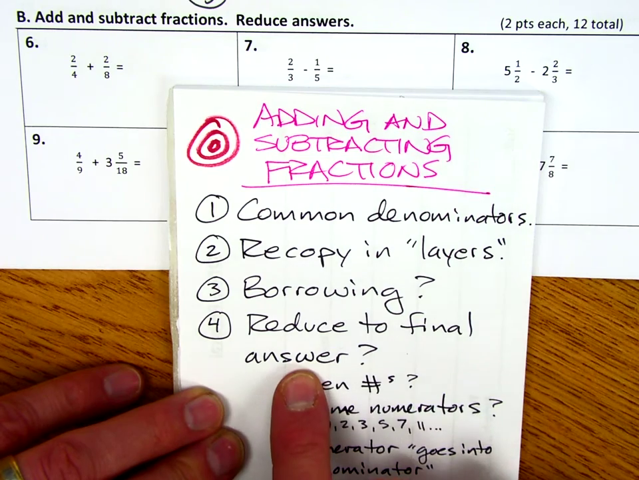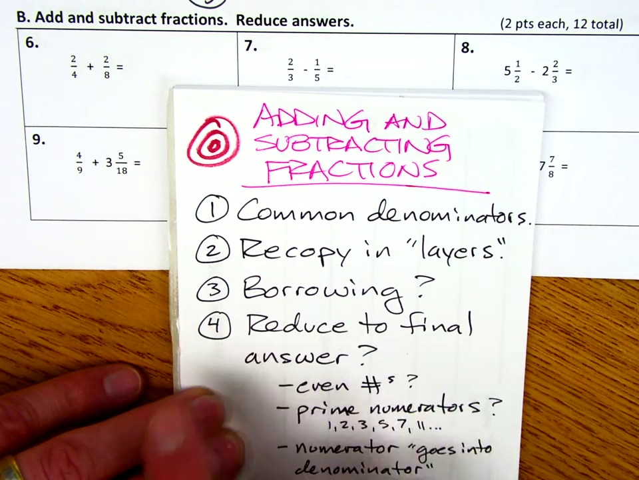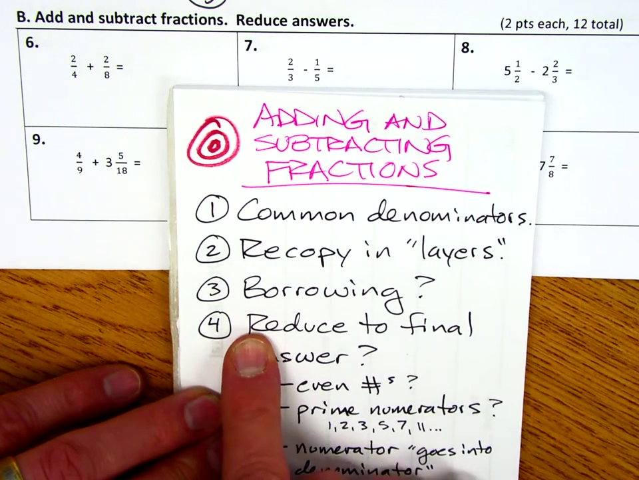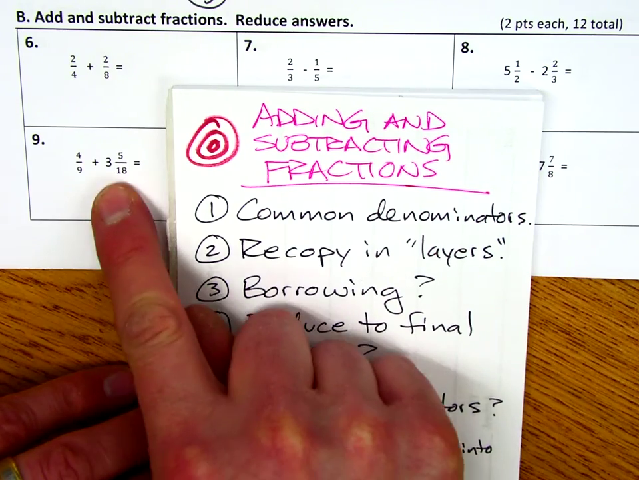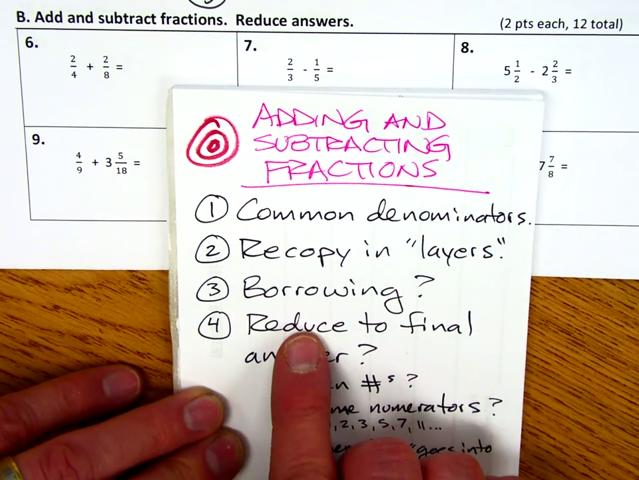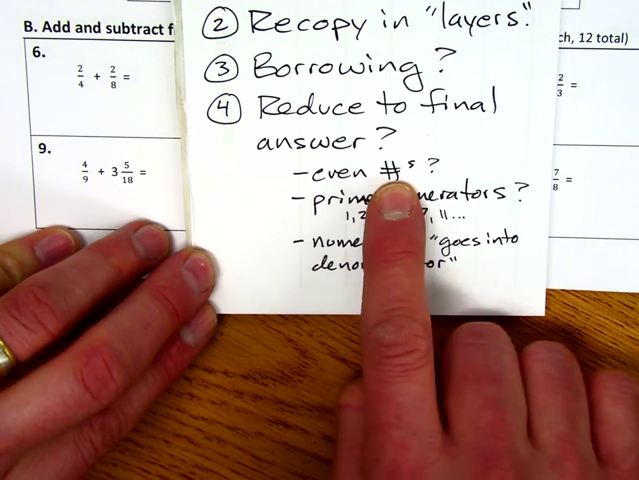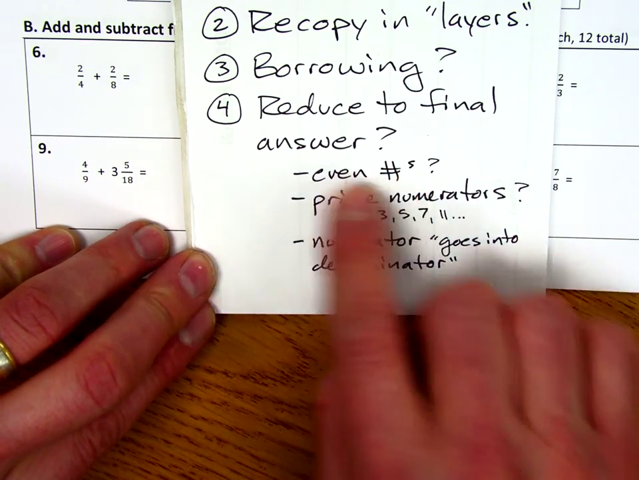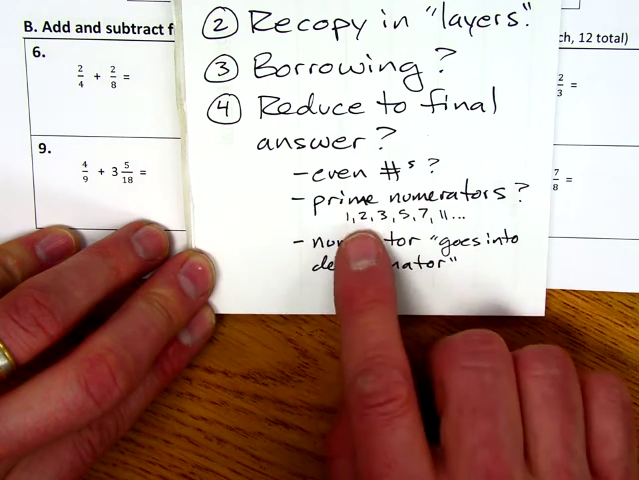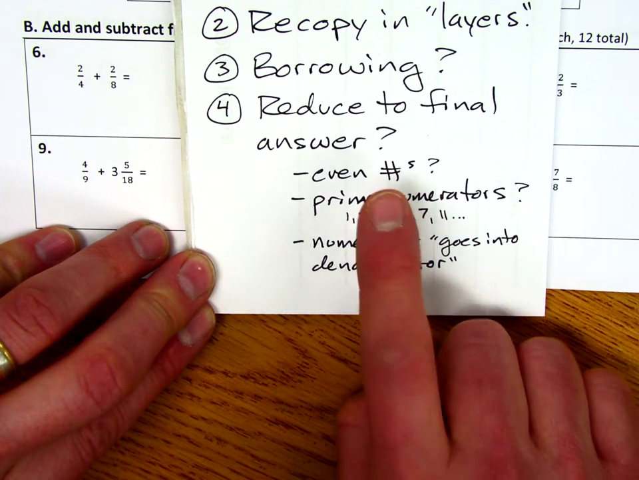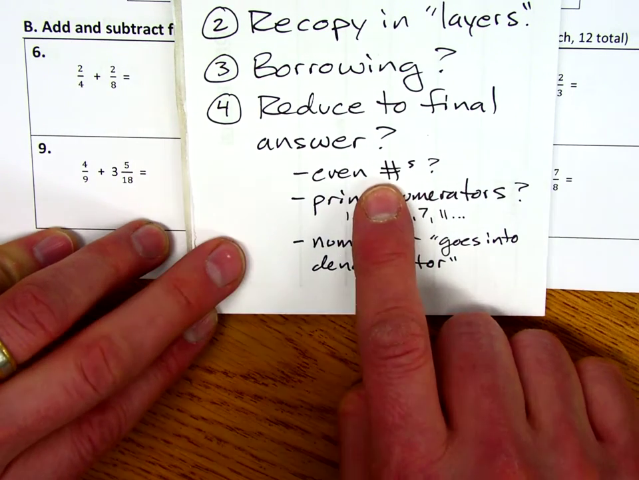Reducing to make a final answer. You can do everything correct in the first 3 steps, but if you don't reduce to the final answer, you only get 1 out of the 2 points that each one of these is worth. So that's important. Reducing fractions. We've spent a lot of time looking for even numbers. If there's an even number numerator and denominator, you can always cut them in half, and you just keep cutting them in half as long as they're both even.